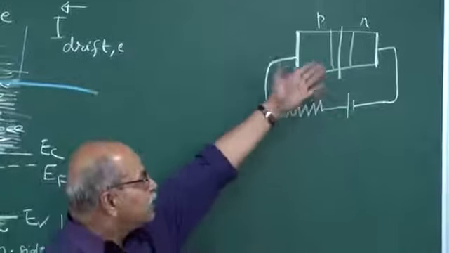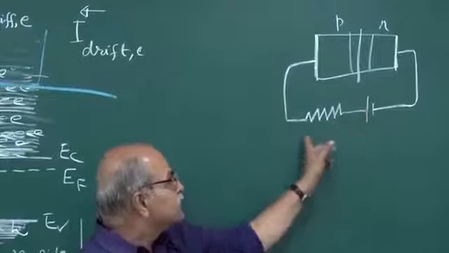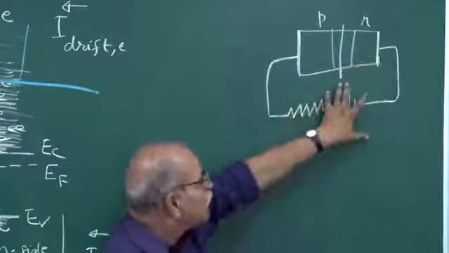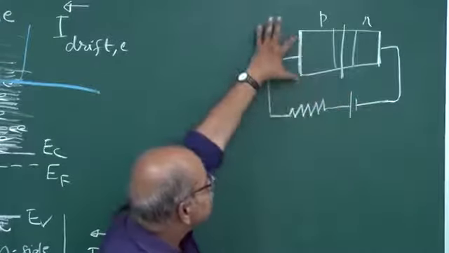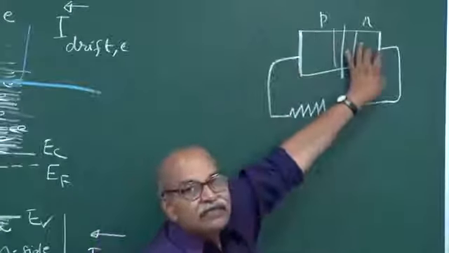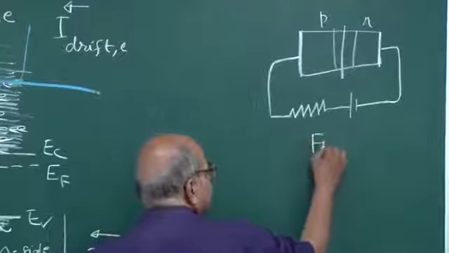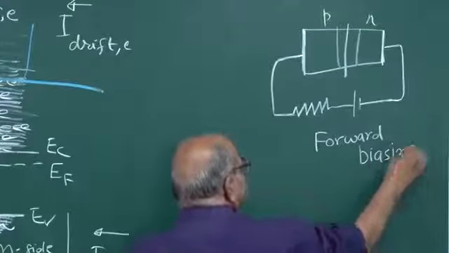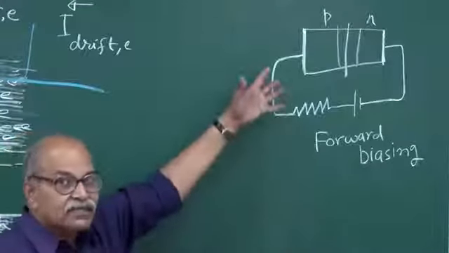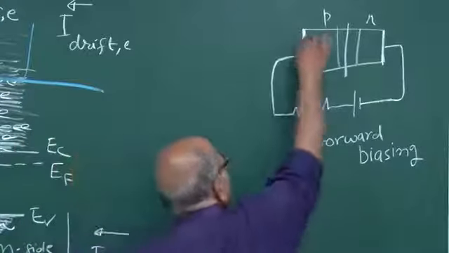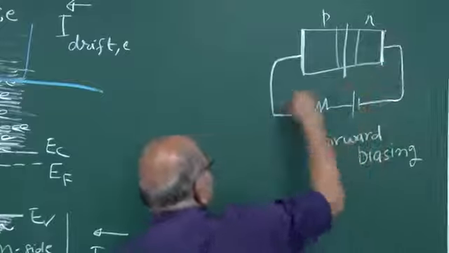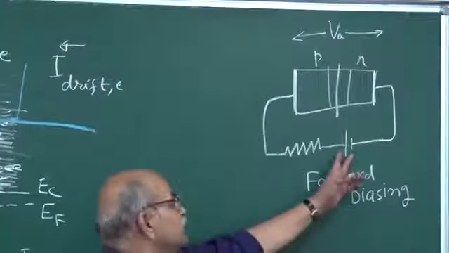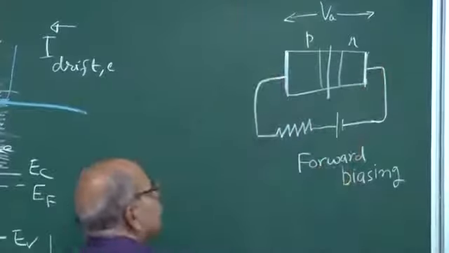When the connections are made in such a manner that the positive side of the cell is connected to the P side and the negative side of the cell is connected to the N side, that means from our battery, from our cell, we are increasing the potential of this P side as compared to the N side. That is known as forward bias, and this PN junction is called forward biased in this situation. Suppose the potential difference that we are imposing through this external circuit is VA, the applied voltage. Applied means what is actually applied on the junction.